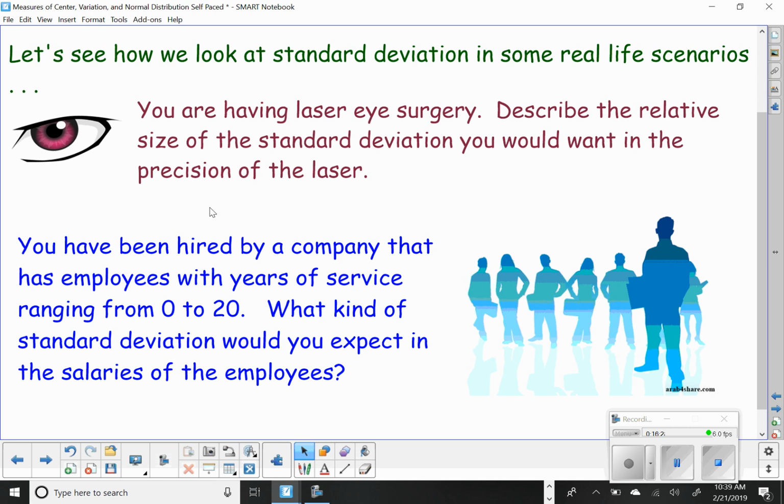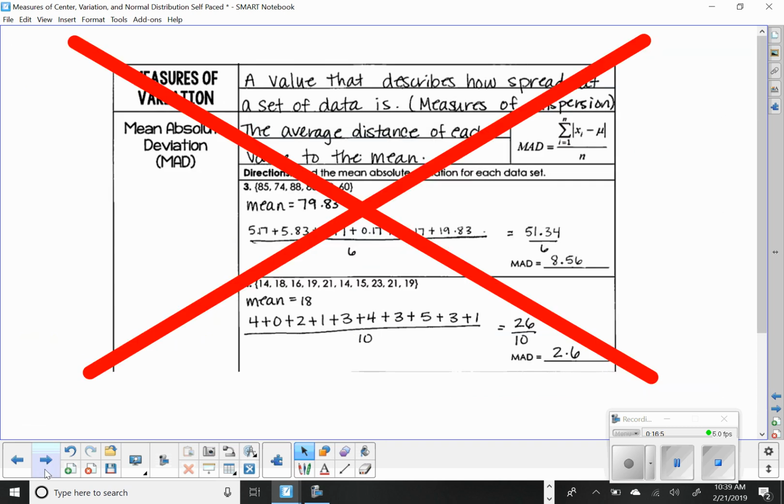If the standard deviation is very low, that says that people who have been there for 20 years are making the same as people who have been there for 0 years. That doesn't bode well for you if you're going to go in and hire on. You would want a larger standard deviation, which would indicate people with experience are going to be paid more. Okay, so standard deviation, small or large, it depends on the situation.